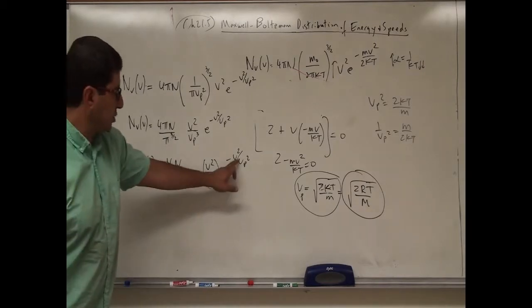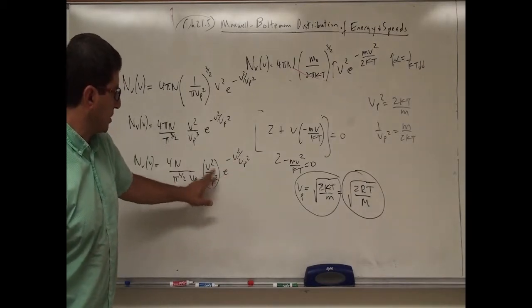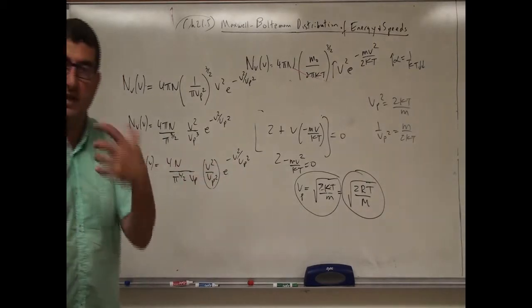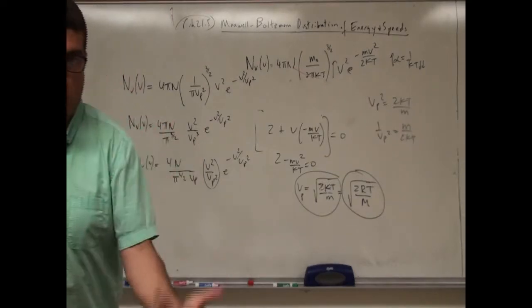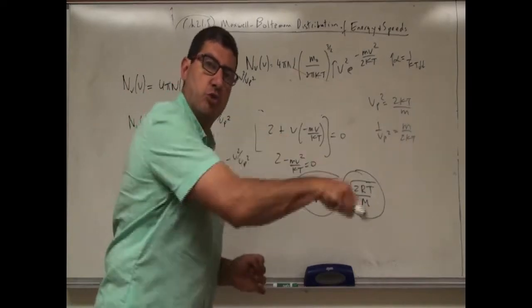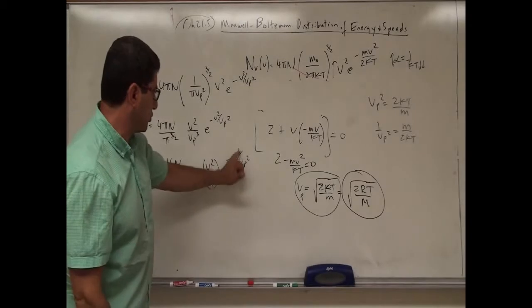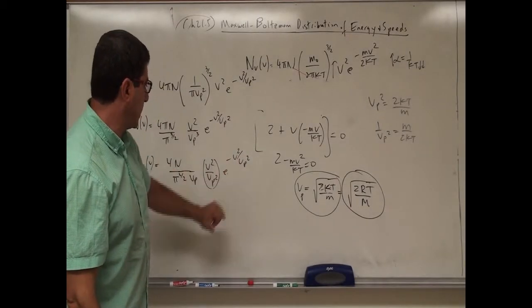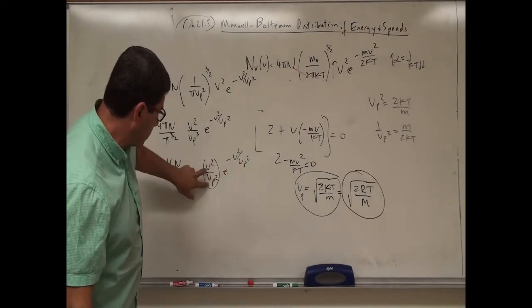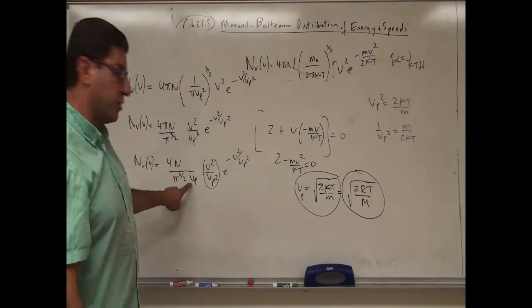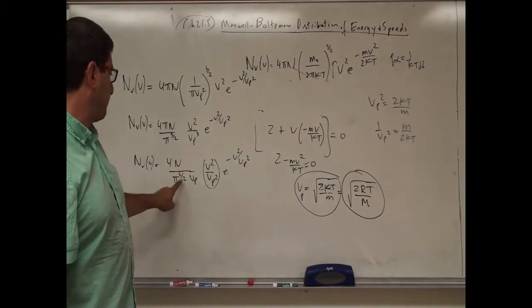So you can see v squared over Vp squared is the ratio of the velocity of any gas molecule to the most probable velocity. Then you're squaring that, and you're saying e to the minus that power, and then the same quantity is appearing here squared. Then you have an extra Vp here, then you have pi to the half.